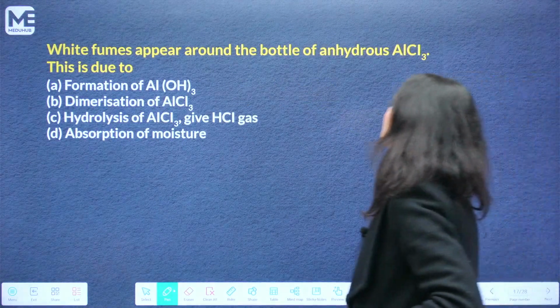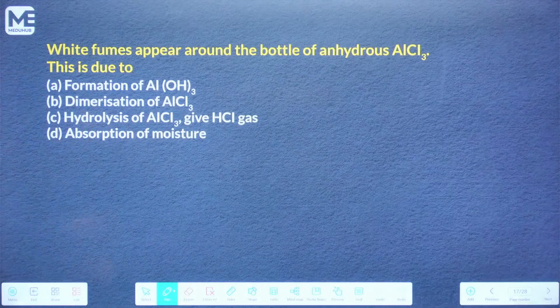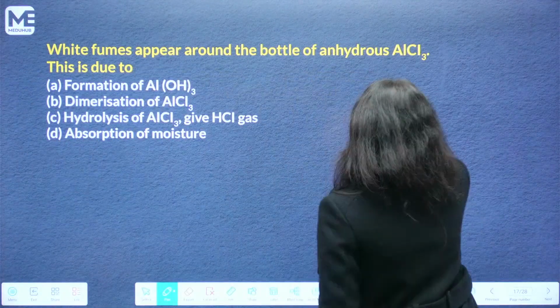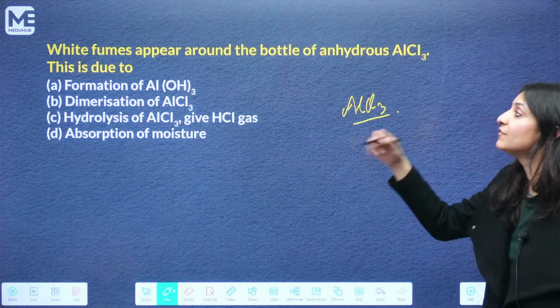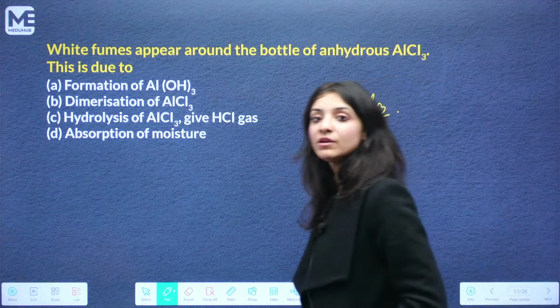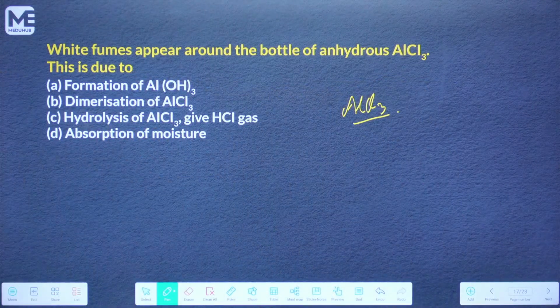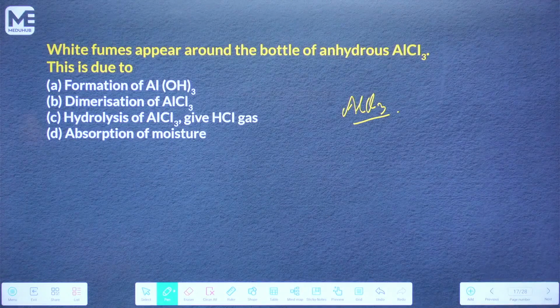Next question. White fumes appear around the bottle of anhydrous AlCl3. Now this is again something we have done. Can I have the answer for this? What happens when AlCl3 in a bottle is kept, white fumes appear? What exactly is happening? What are the white fumes? Think again.